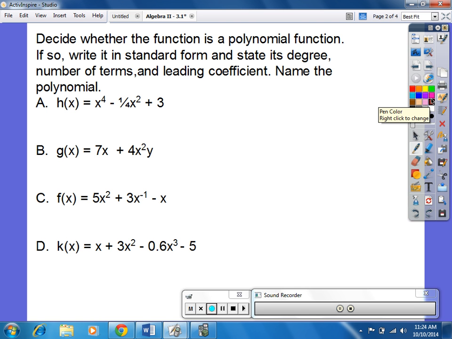Starting with letter A, is it a polynomial? First thing I would check is for any i's, imaginary numbers. Those don't occur. Then I would look at the exponents. My exponents are 4, 2, and this is actually 3x to the 0 power. So no negatives, no fractions. This is a polynomial. In standard form, my highest exponent should come first. It does. So this polynomial is actually already written in standard form, so I will simply rewrite it.